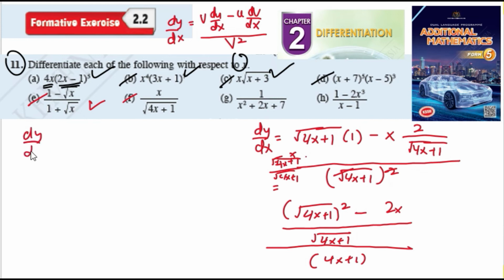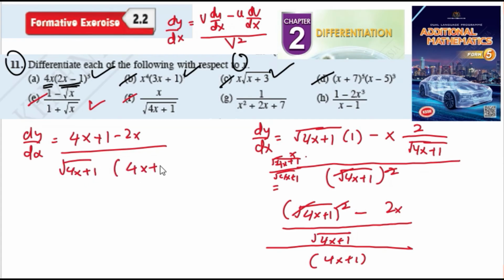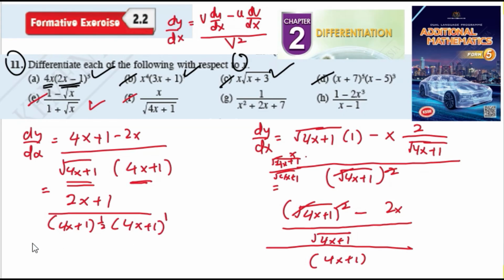So here dy over dx is equal to, so the cube root and square can be cut off, so you get 4x plus 1 minus 2x divided by, so when we have a fraction divided by something, this one will go down, so you get 4x plus 1, 4x plus 1. So here 4x minus 2x, you get 2x plus 1. So you see here this one and this one is similar, so we can multiply. So this one is 4x plus 1 power of half. This one is 4x plus 1 power of 1 actually, right?